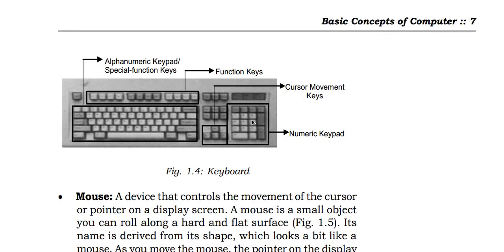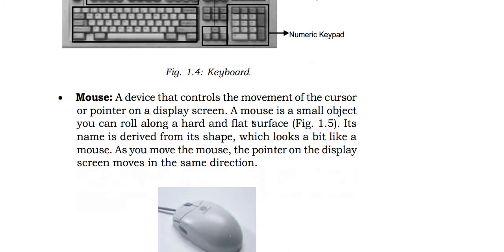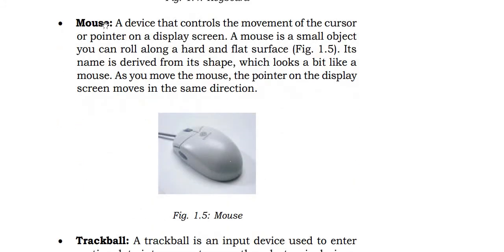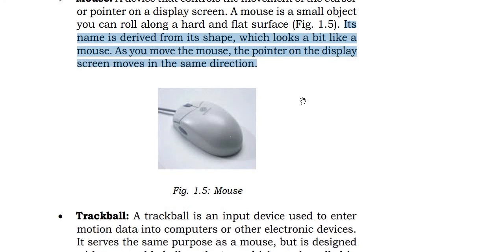Basic concepts of computer, 7. Fig 1.4, Keyboard. Mouse. A device that controls the movement of the cursor or pointer on a display screen. A mouse is a small object you can roll along a hard and flat surface. Fig. 1.5. Its name is derived from its shape, which looks a bit like a mouse. As you move the mouse, the pointer on the display screen moves in the same direction.